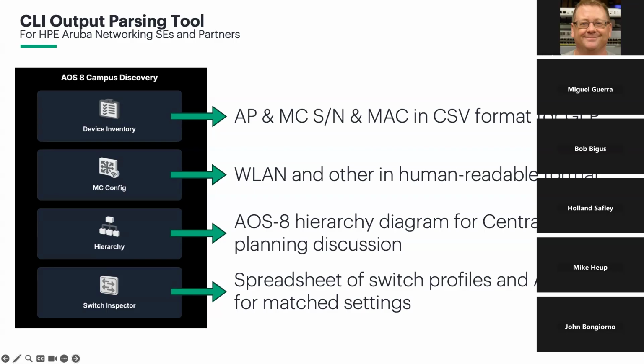So there's that, right? The second one will output your WLAN and other configuration in human readable format, which I'll show you in a second here. The third one is your AOS8 hierarchy. It gives it to you in a rough diagram.